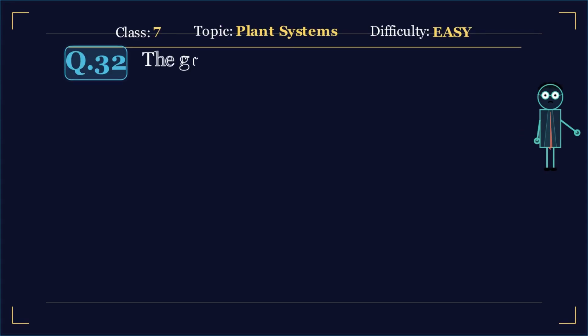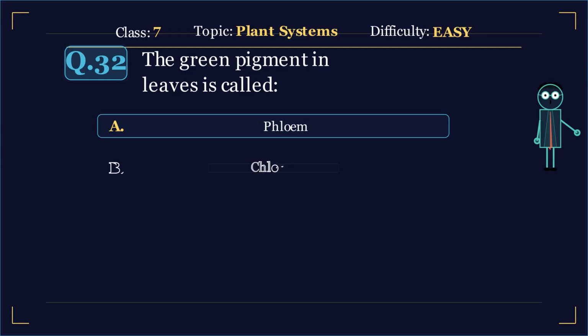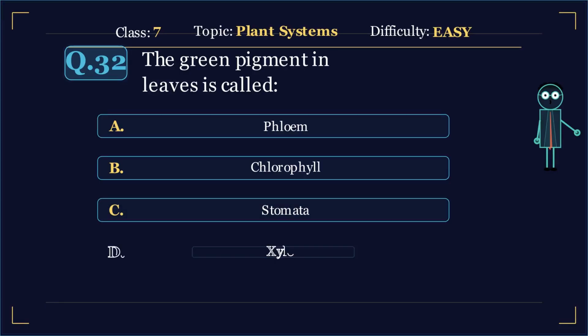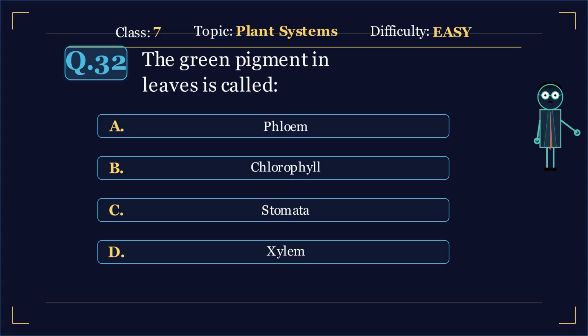Question 32. The green pigment in leaves is called. Option A, phloem. Option B, chlorophyll. Option C, stomata. Option D, xylem.